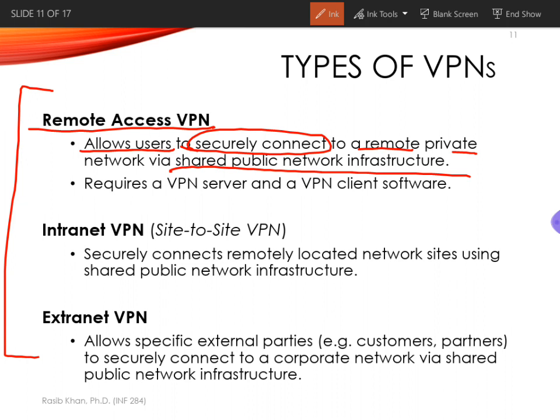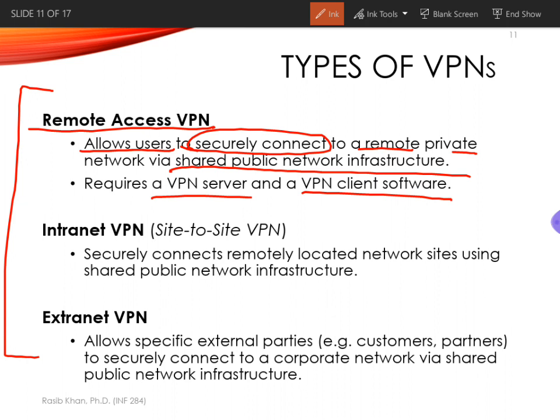For this particular type of VPN, we are required to set up a VPN server, which resides on the private network side, and on the host side, which is trying to connect to the private network, we are required to use a VPN client software. The VPN client establishes the tunnel between the host and the remote network, which is the private network, and then allows the remote access to be established.